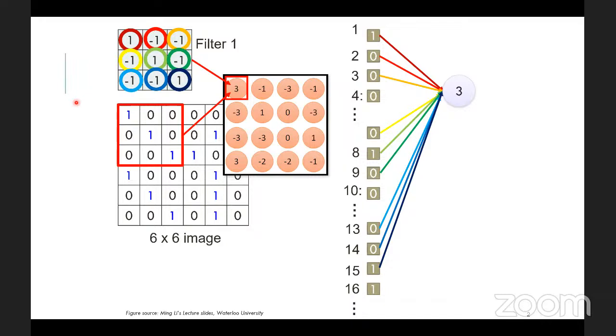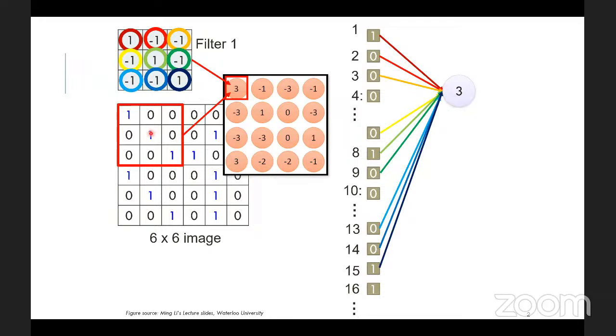So we have this picture and this filter. We place this filter on this picture, and here these 9 pixels and these 9 weights, by doing multiplication followed by addition, we get this value corresponding to this position in the output image.